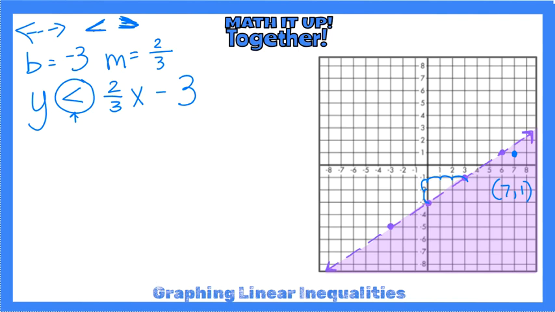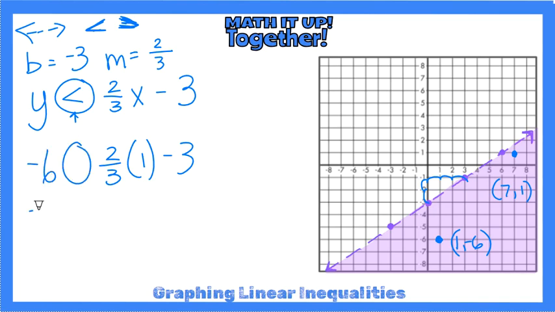So let's try another point. Let's try (1, -6). Again, any point will work. So my x is 1, my y is -6. Don't know what that is yet. We're going to pretend we don't know what it is.